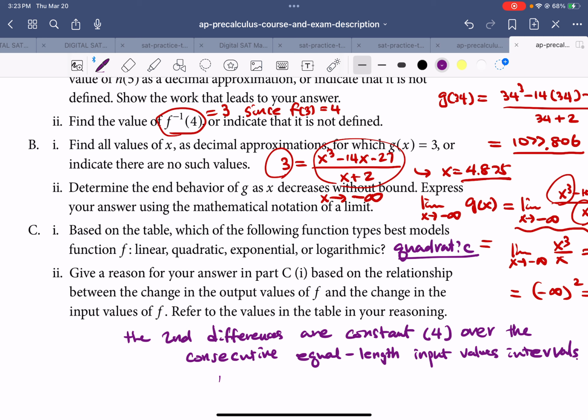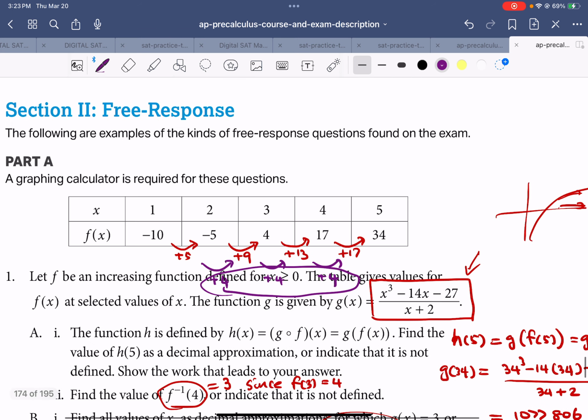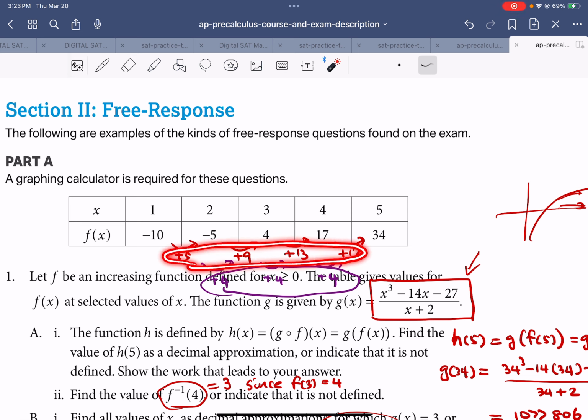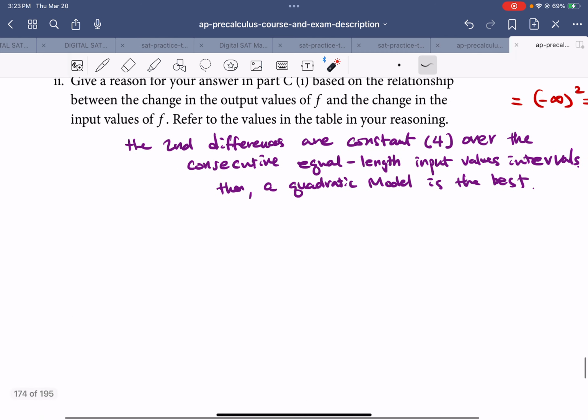Okay, then a quadratic model is best, right? Quadratic model is the best. Okay, that's the proper reason. That's a justification. Or in other words, you can say the change of average rate of change is the same, right? So what does that mean? Average rate of change is this, right? So change of average rate of change is this, right? So if they are constant, then it's also quadratic.